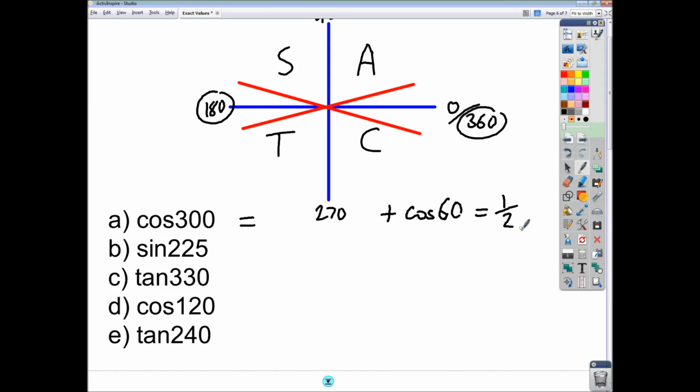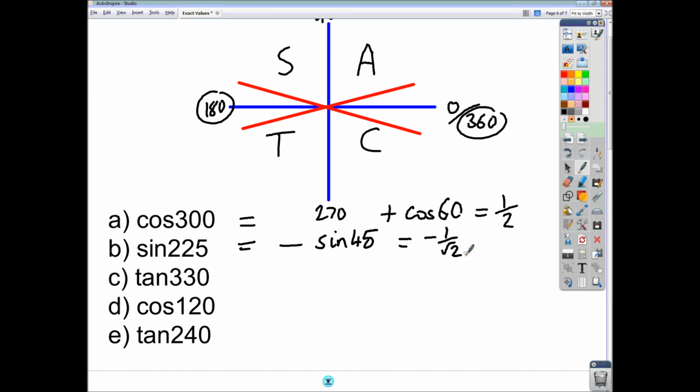For 225, we are in this quadrant. And it's only tan of angles in this quadrant which are positive. So this, we know, because the sine of 225 is going to be negative. Now, what's the related acute angle? Well, I'm 45 degrees away from 180. Okay, so there's my solution there. I'm 45 degrees away from 180. So the related acute angle is 45. And we can say then that it is negative sine 45. And if you recall from your triangle, what you've got is negative 1 over root 2.